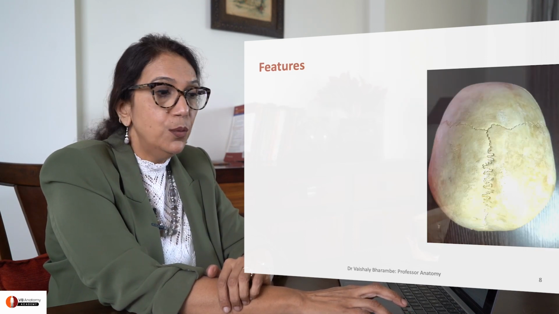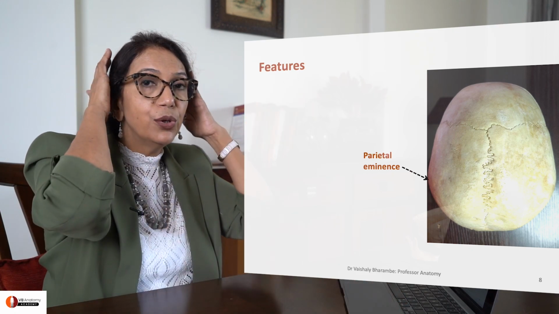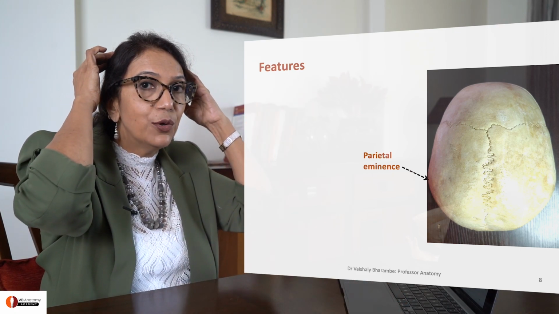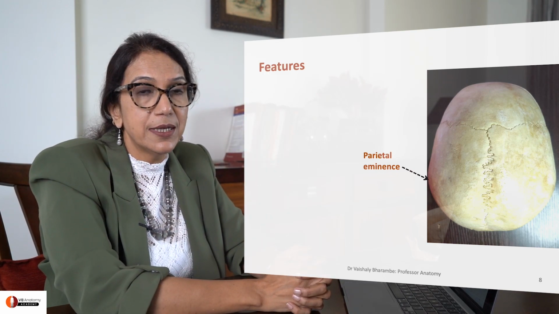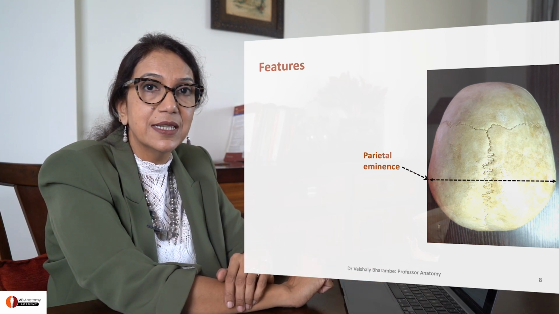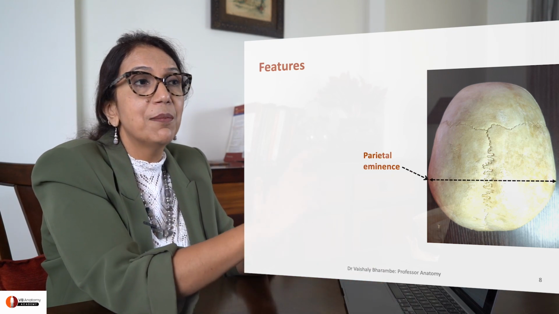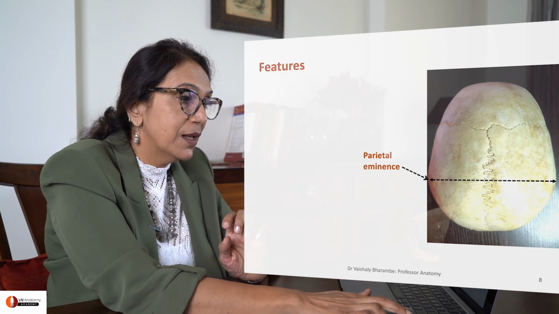So, now if you look at the skull here, you can see a projection. Run your hand on your own skull, please. Can you feel two projections here? These projections are called parietal eminences. Let's draw a line joining the two parietal eminences. This line indicates the maximum transverse diameter of the skull.